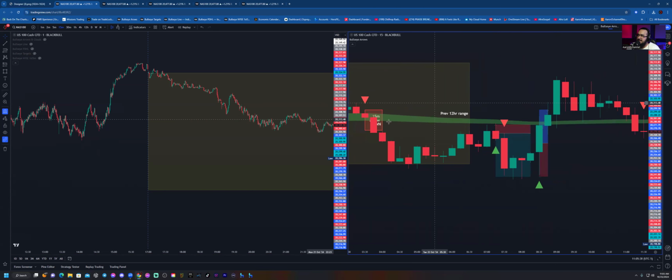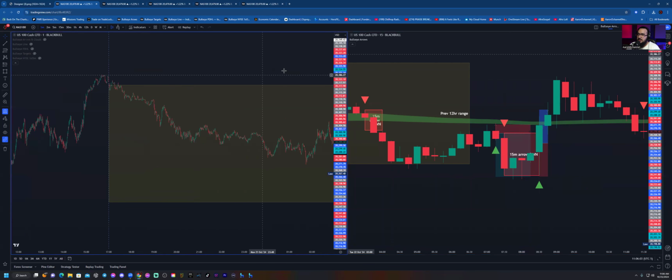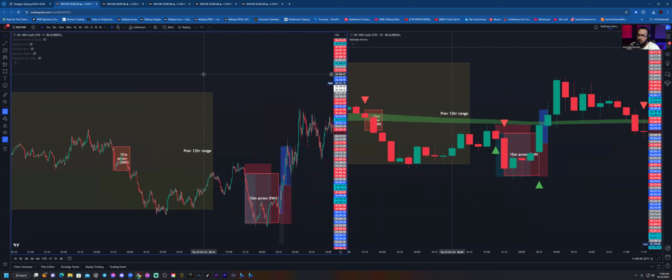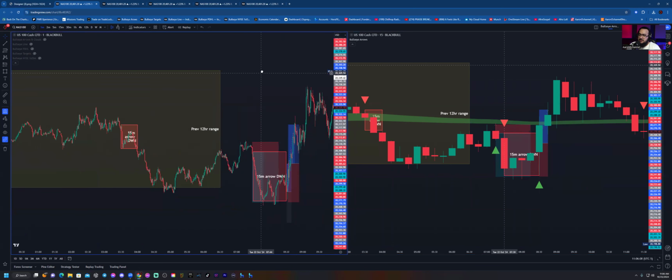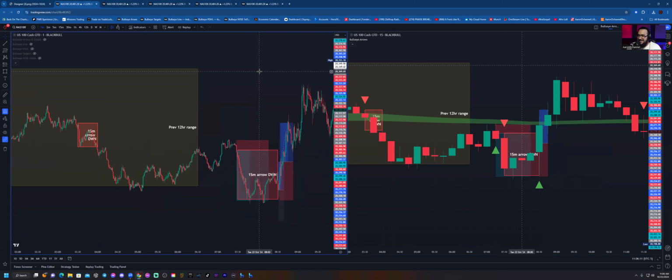We have a red arrow that prints at 7:30. So we want to get our rectangle. We do the same thing every day. What is the cloud? Green. So we have a red 15-minute arrow down prior to 8:30 with a green cloud on 15. All right. So our bias is looking for buys because our 15-minute cloud is green.